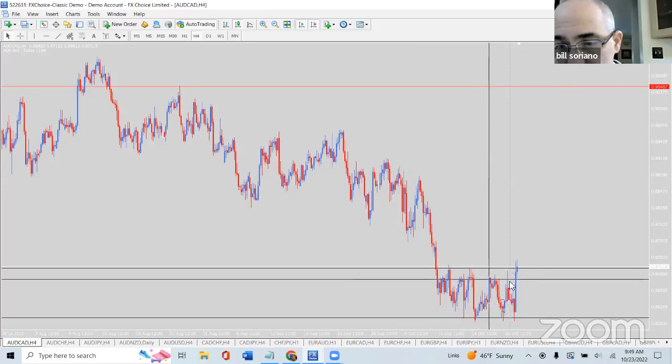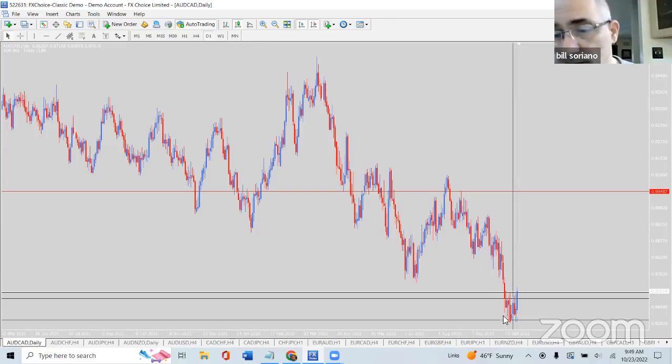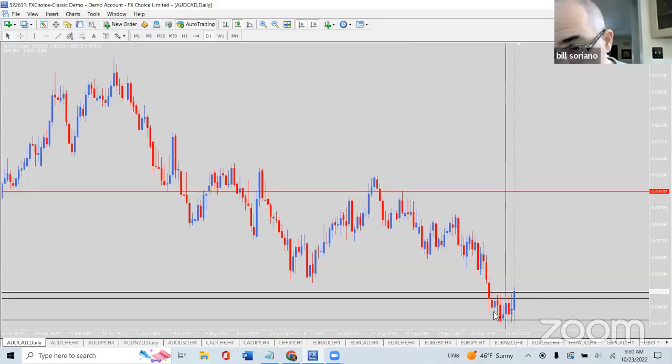We have all this action here, but there's not 2 breaks of structure, so there's no 2x2 on the way up. So there is a change of character, because we do have 1 break of structure on this 4-hour chart, but there's no 2x2, so we're still down. And we're still down on the daily as well, right? And we could say we have 1 break of structure here on the daily, so a change of character. But again, we don't have 2x2, so we're still bearish on AUD, CAD.